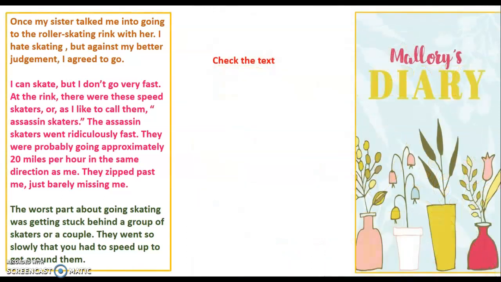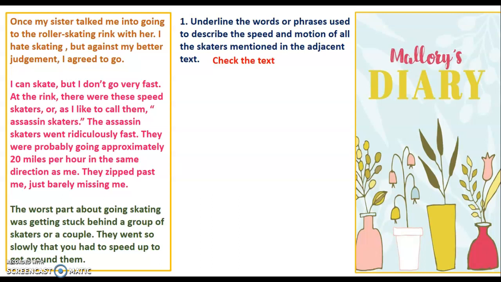Check the text. Underline the words or phrases used to describe the speed and motion of all the skaters mentioned in the adjacent text. We have "don't go very fast." This describes the speed. "Ridiculously fast," "20 miles per hour," "same direction." So 20 miles per hour describes the rate, how much distance is being covered per a certain period of time. And "same direction" shows the direction of motion.